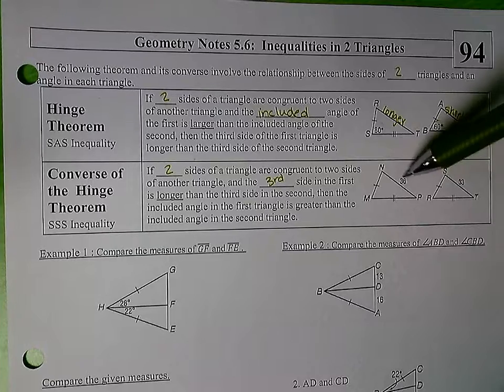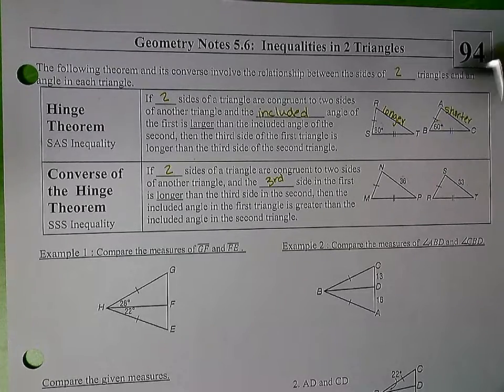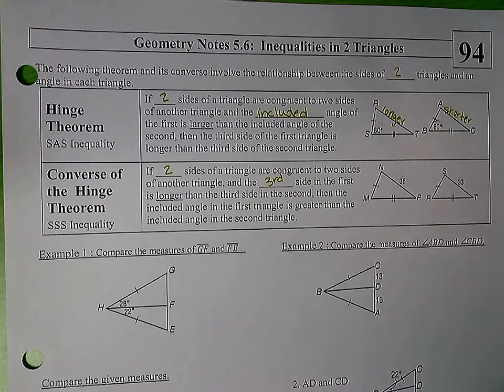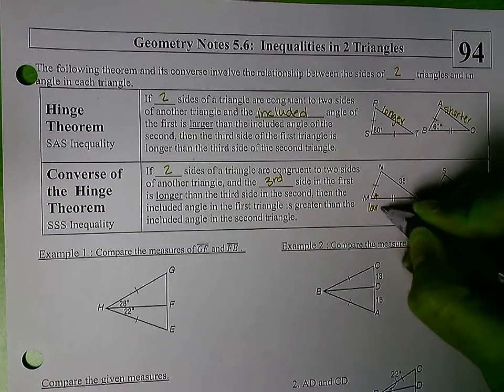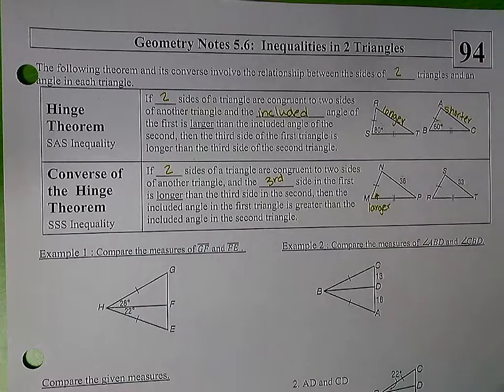I have a side of 36 and a side of 33. 36 is greater than 33, so this would be your larger angle. Okay, so that angle there would be your larger angle since that side is greater.